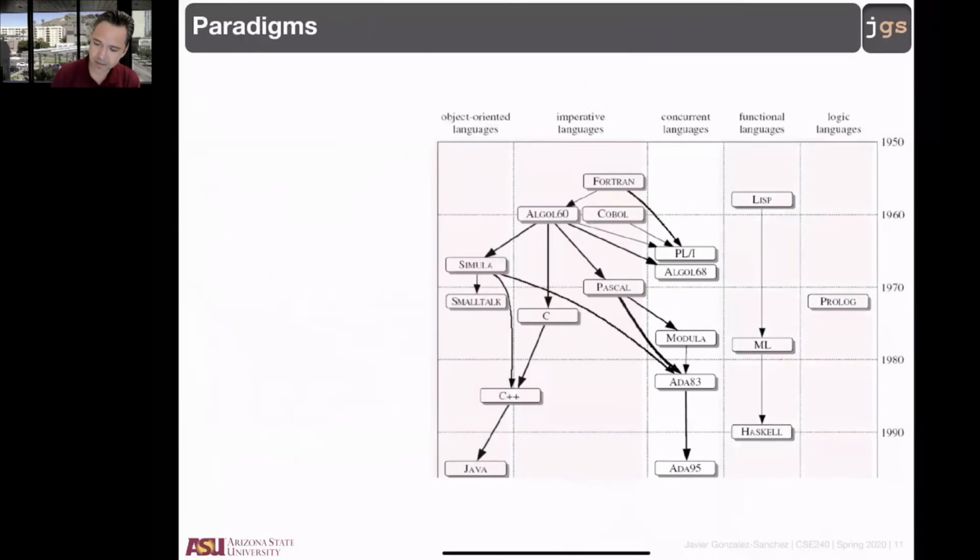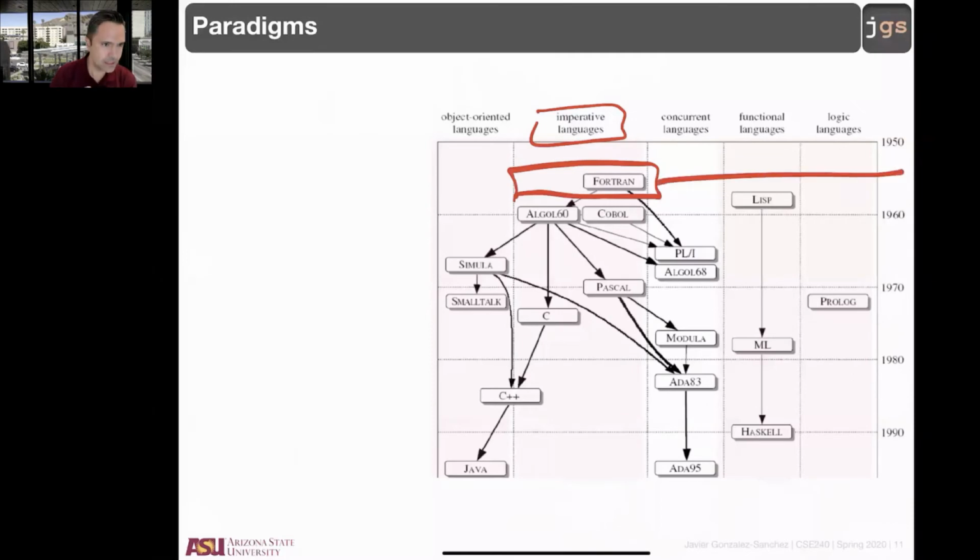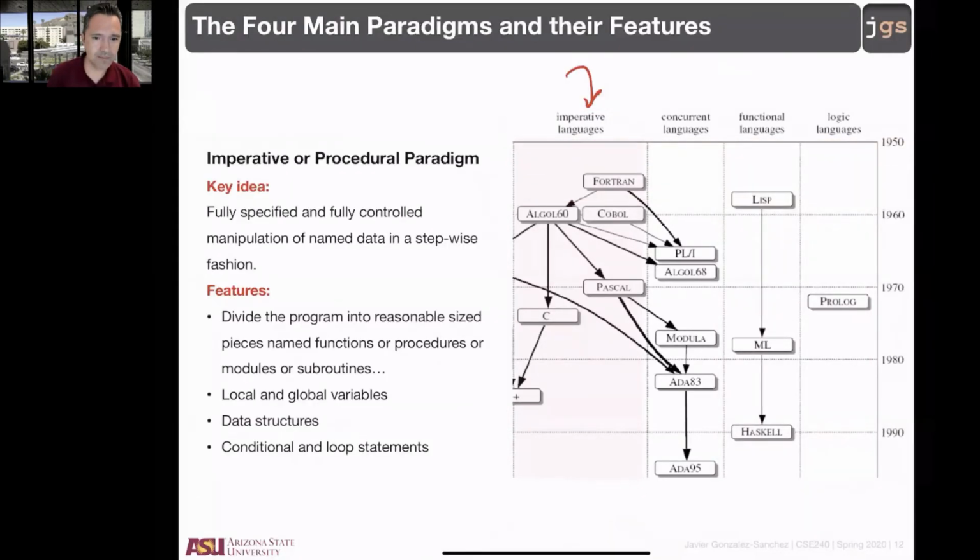If you notice, the imperative paradigm is the first one that you have. It's the first approach. It's the first paradigm that someone follows. So to make this clear, a procedural or a structural or imperative language is going to have the following features. Number one, any language that follows this paradigm is going to allow you to divide your program in functions, procedures, modules, subroutines, or methods. Whatever name you want to use.